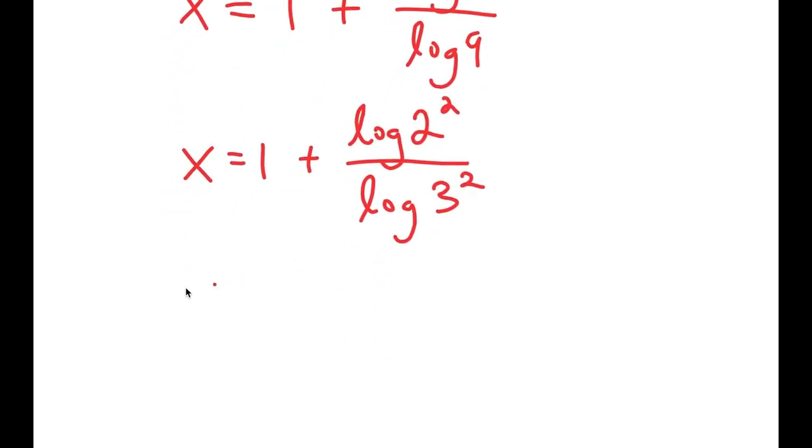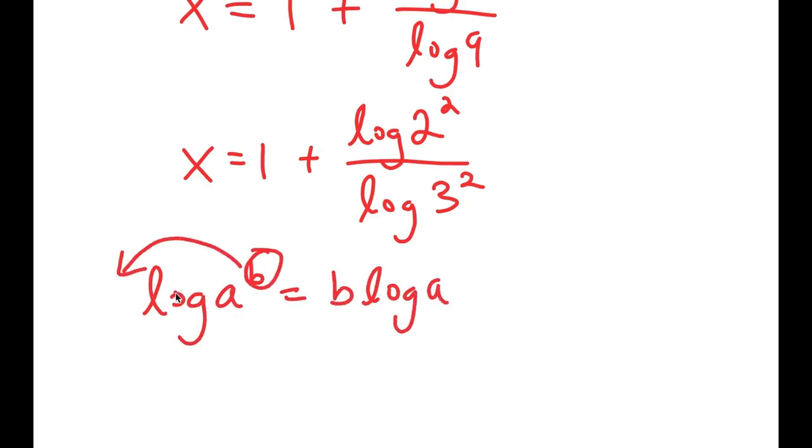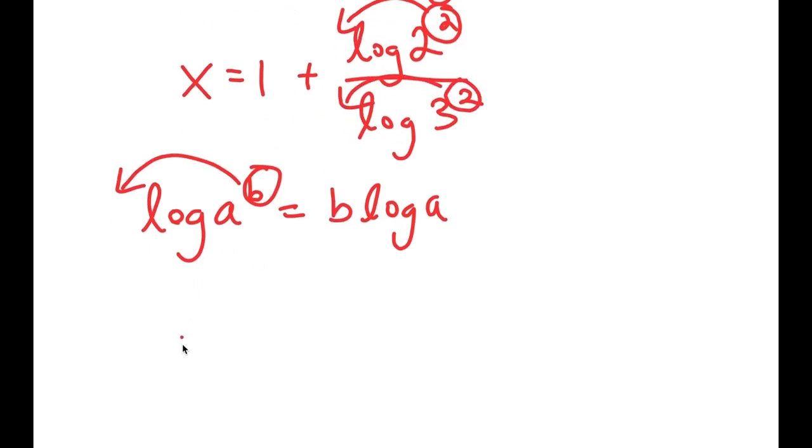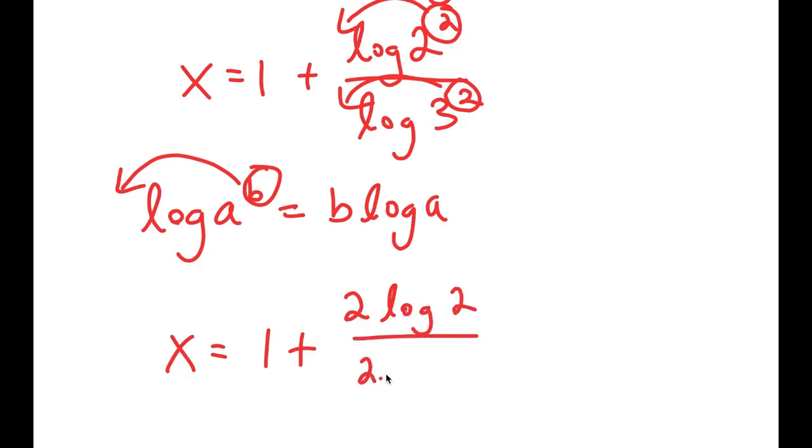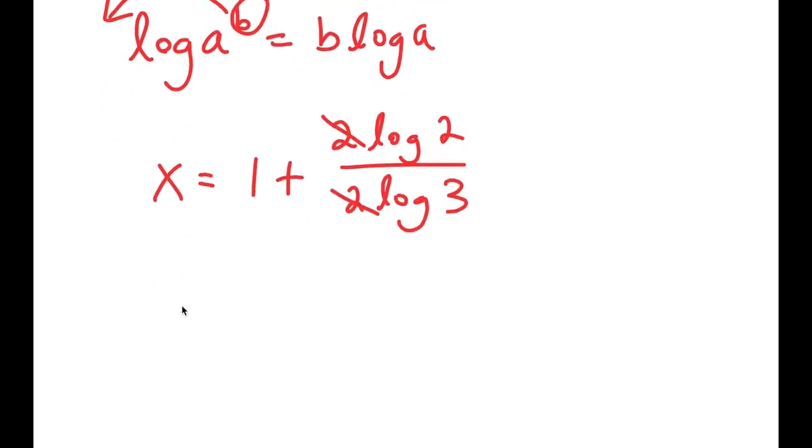Now remember that if I have something in the form log a to the power of b, this is equal to b times log a, because I can move b to the front. So I'm going to be reusing this property on these two terms. So log 2 squared, I'm going to move the 2 to the front, and same with log 3 squared, I'm going to move the 2 to the front. So I get x is equal to 1 plus 2 times log 2 over 2 times log 3. Now I can cancel out these 2's. So I get x is equal to 1 plus log 2 over log 3.